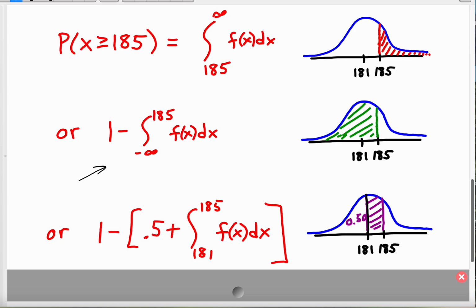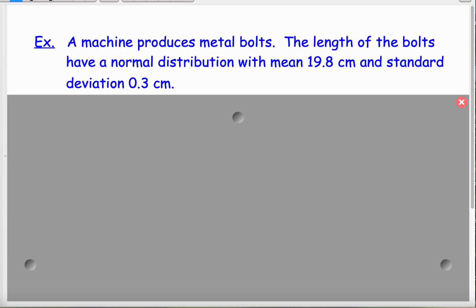So my point here is to realize that there are different ways of thinking about it, and there's almost always more than one way to write an integral to represent what we're looking for. So keep that in mind. Let's look at another example.